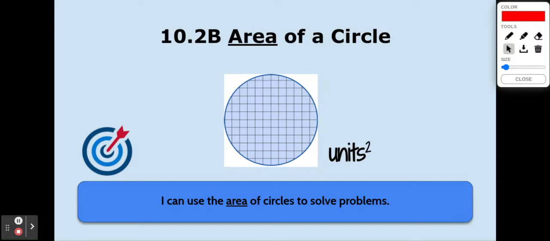Hi, seventh graders, and welcome to lesson 10.2b, the area of a circle. In today's lesson, we're going to learn how to use the area of circles to solve problems.